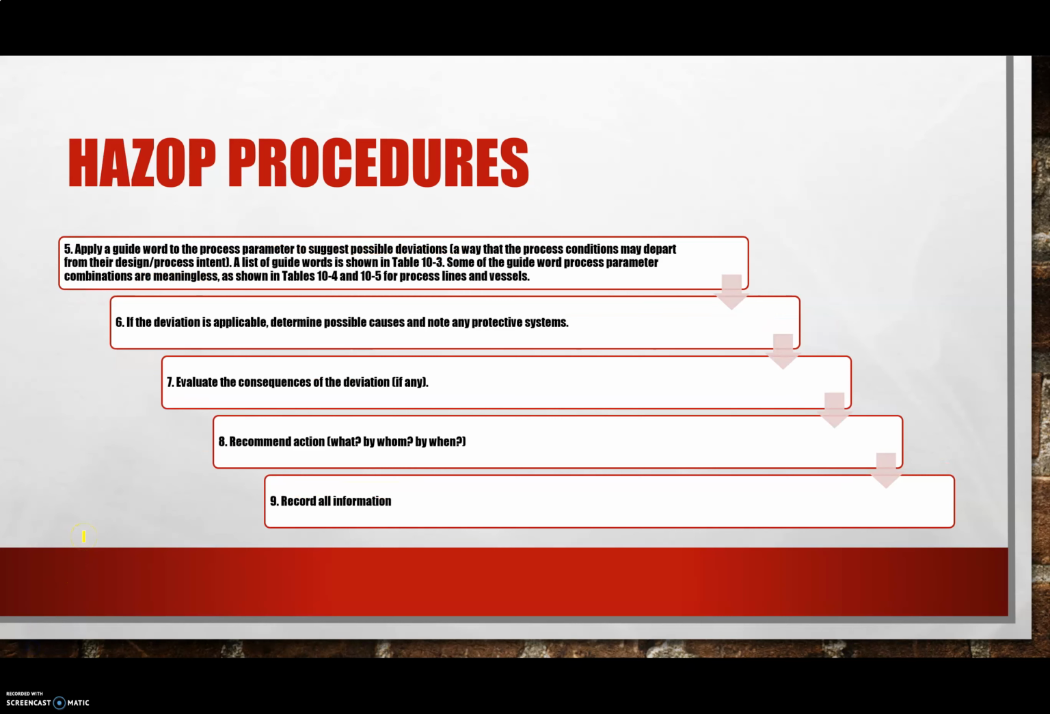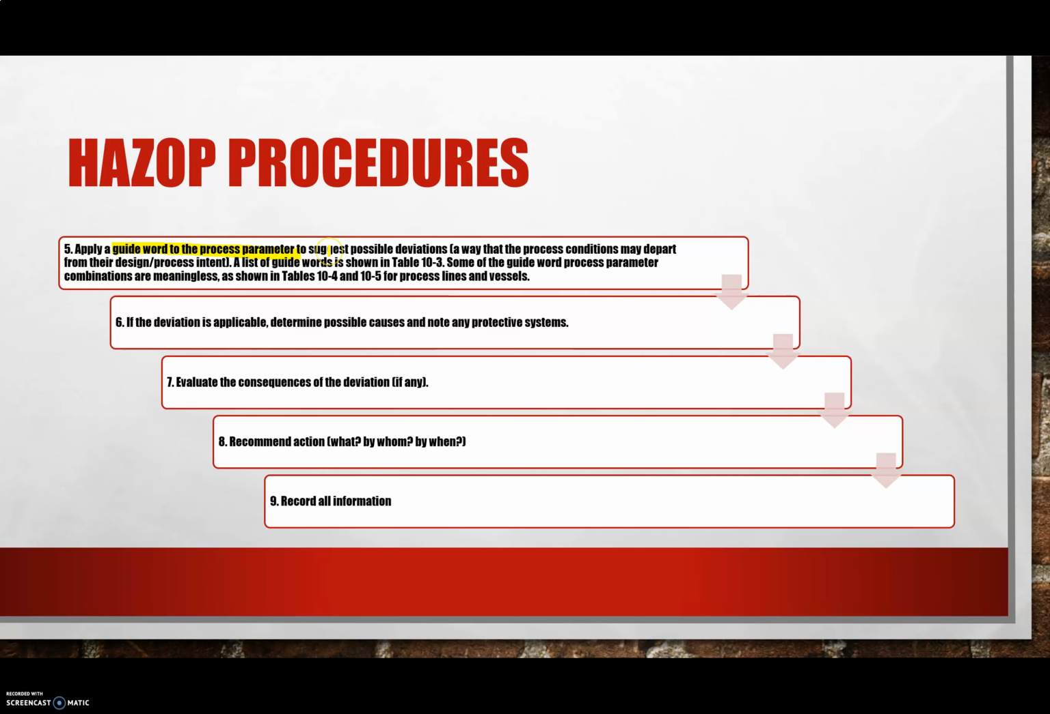Okay. Then the next step is to apply a guide word to the process parameters. In HAZOP studies there is a list of guide words. What do we do with this guide word?